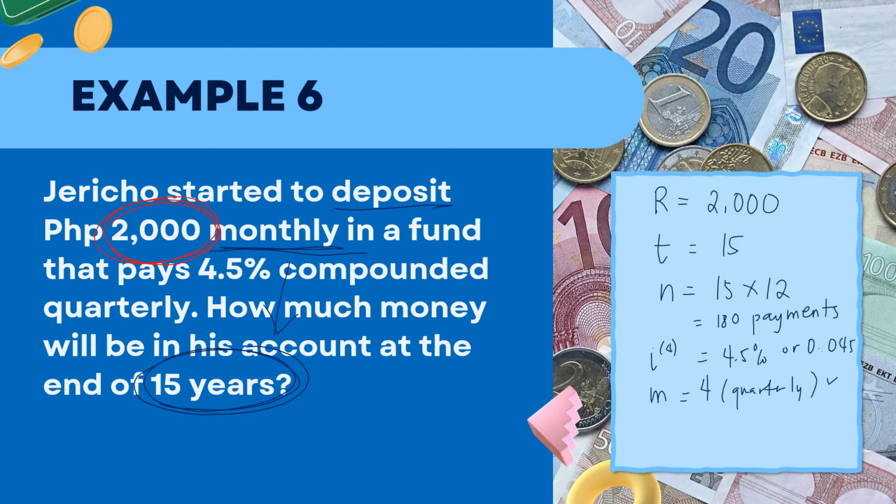Yan. So, ano pa yung tinatanong dito sa ating example? How much money will be in his account at the end of 15 years? So, magkano at the end of 15 years? So, ibig sabihin, ang hinahanap po natin dito is the future value or yung amount ng annuity at the end of 15 years. Siyempre, to do that, kailangan lang po natin gamitin yung formula na present ko kanina.